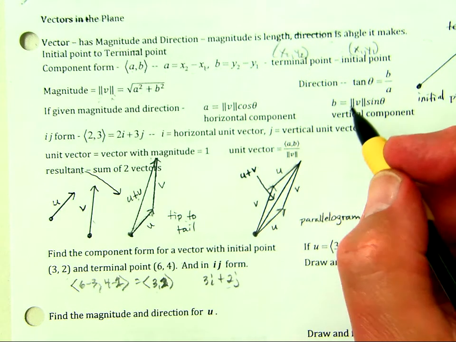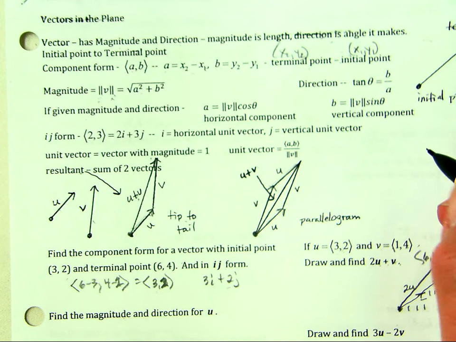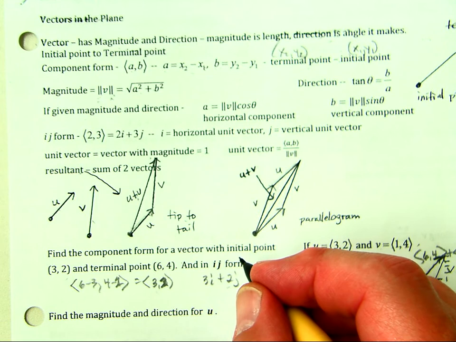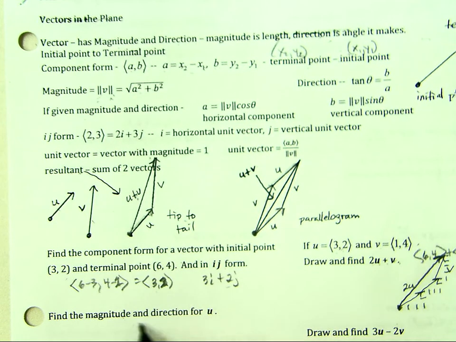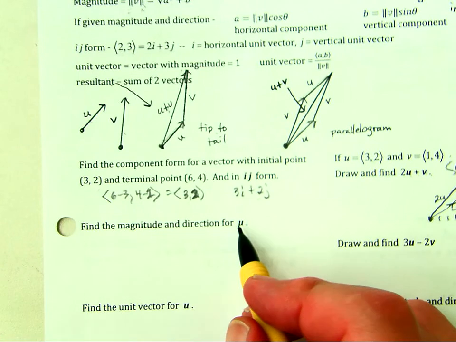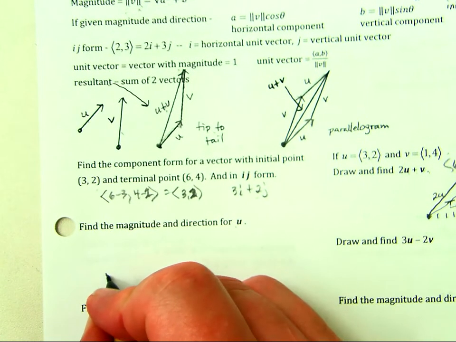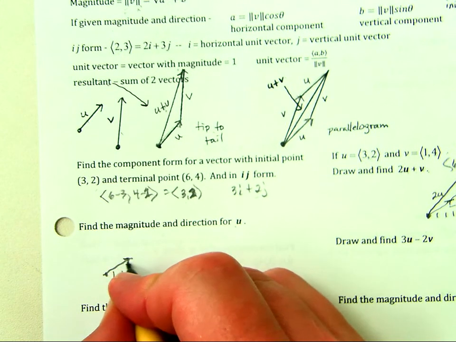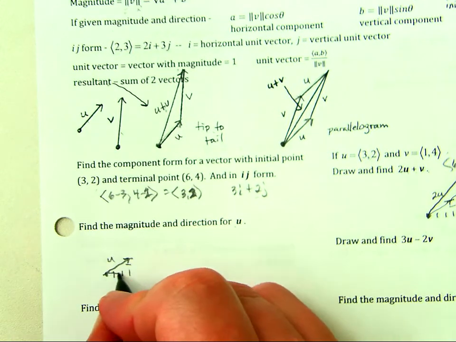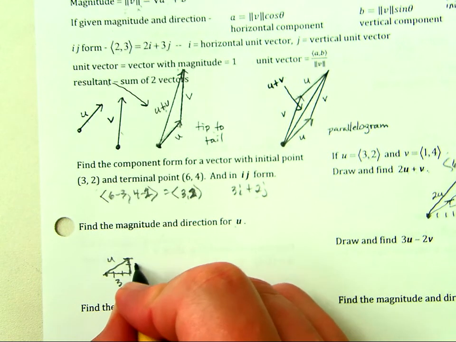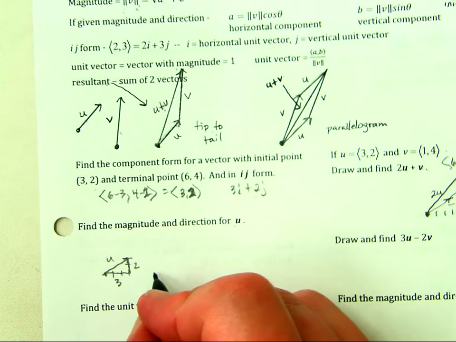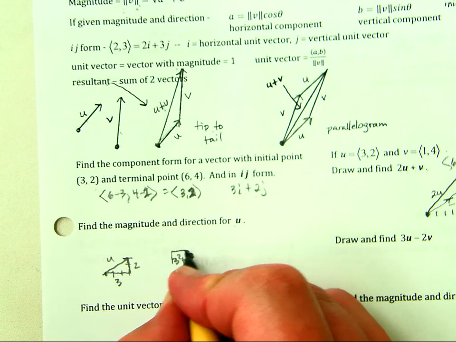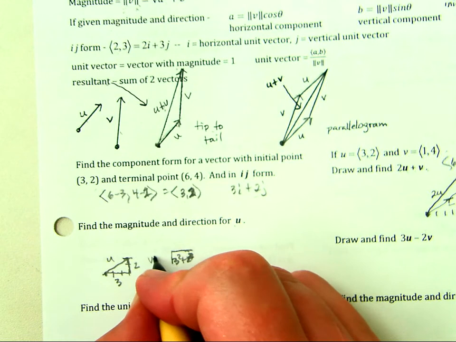The direction, this goes back to what we did in trig. If we draw a triangle, like if we were doing this one right here, find the magnitude and direction for U. This is the one we did before. So U is 3, 2. Well, if I draw that, that means right 3, up 2. So here's that vector U right here. You can see if we draw that triangle, this side is 3 and this side is 2. If we were finding the hypotenuse, wouldn't we take the square root of 3 squared plus 2 squared? Well, that's the magnitude.